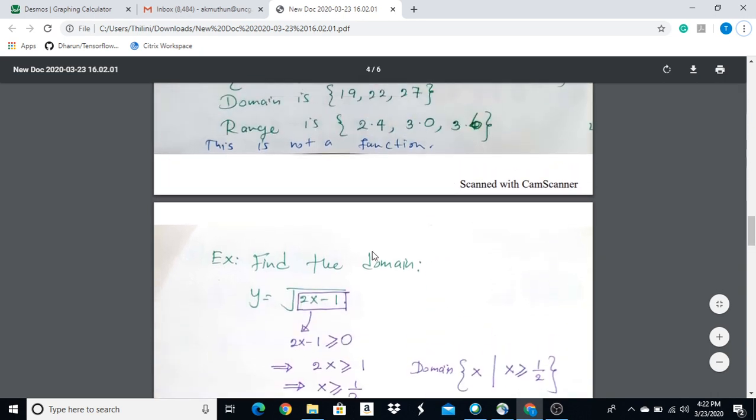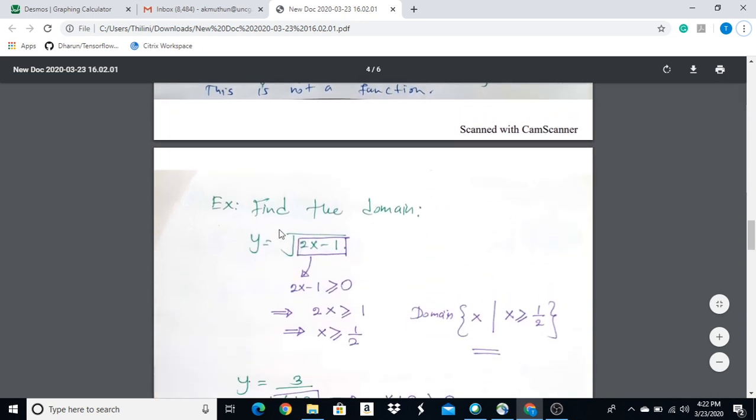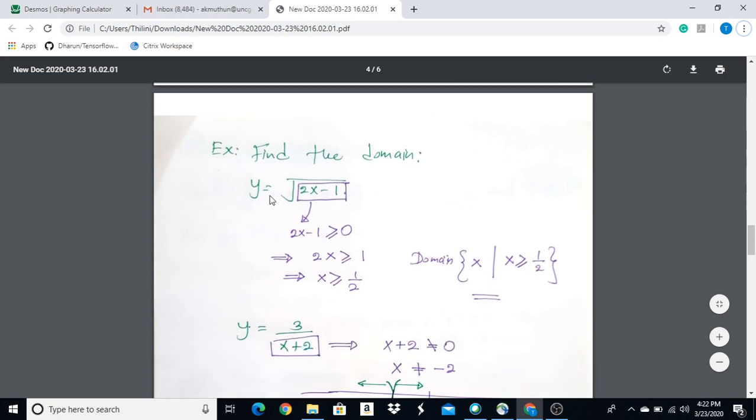Now let's say we have a function, an equation of this form. We want to find the domain of this function, y equals the square root of 2x minus 1. That means we want to find all possible values that we can plug in for x so that this equation is defined.